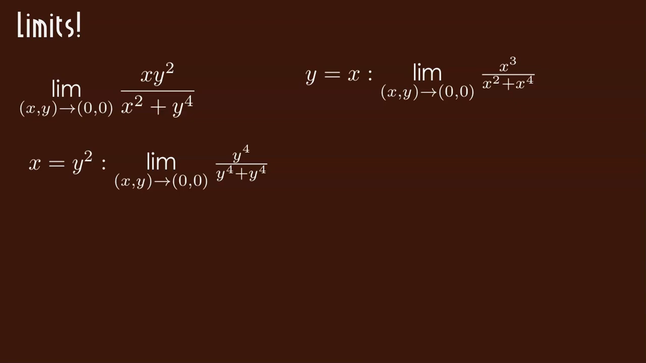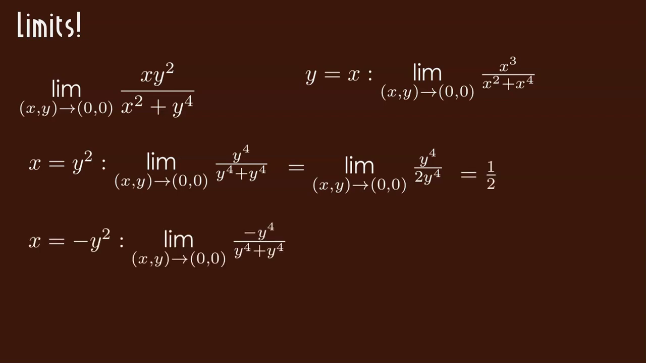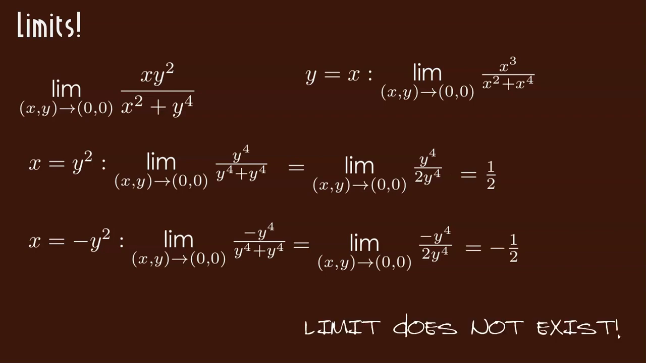They're both the same power, so I can bring them together. I get y to the 4th over 2y to the 4th. Now simplifying, I get 1/2. If I go along the path x equals -y squared, I get the same ability to bring things together, but this time I get a -1/2. Since I got two different limits on two different paths, the limit does not exist.